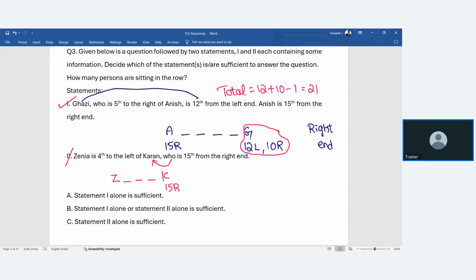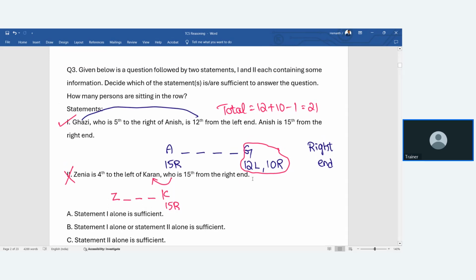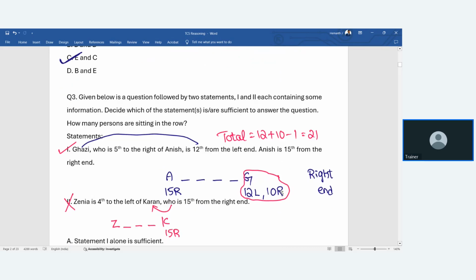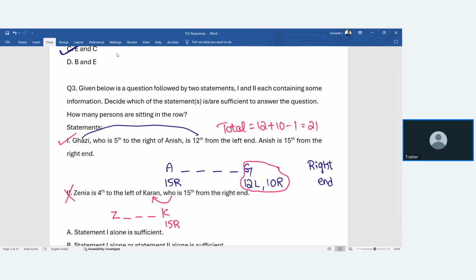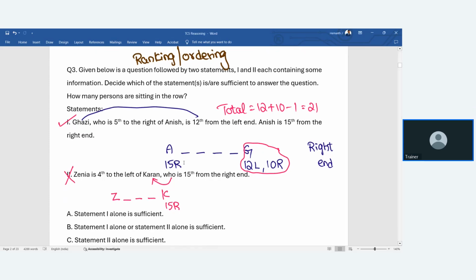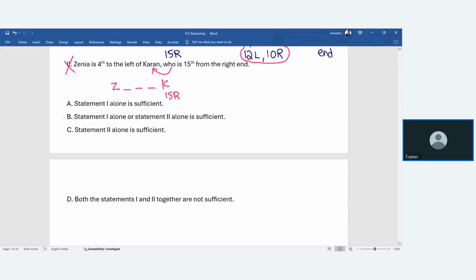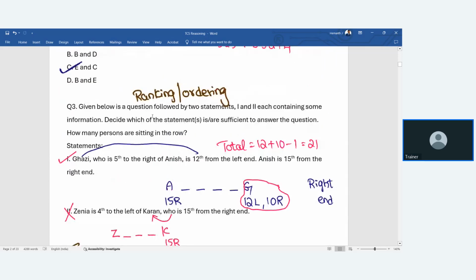So if a person's position from the left side and right side is known, then we can decide the number of people in that row. That concept is called the ranking concept, ranking or ordering. That comes in arrangements only. If you know a particular person's left and right positions, then the number of people in that row is left side plus right side minus 1. So option 1 alone is sufficient. 1 alone is sufficient is the answer.